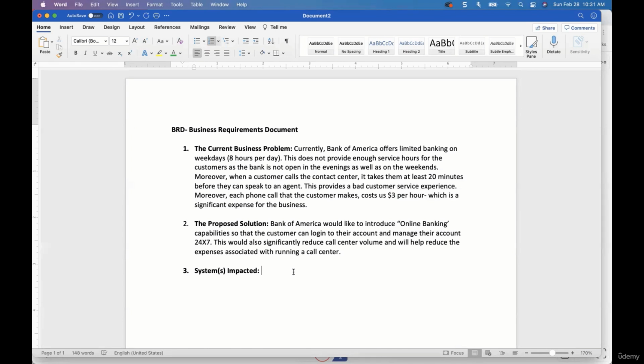Correct, but does it impact the system? Do you have to make any changes in the code for the internal system for that? I guess not. Perfect. So that would not be impacted. When I'm saying systems impacted, it means in order to do the solution, what is the system in which I'm making a code change? Website? Correct. And that's the only thing, right?